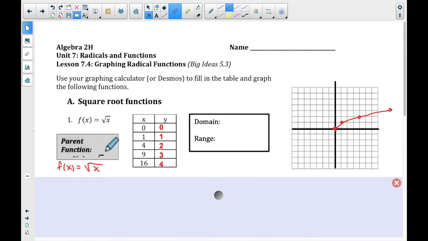So first of all, the parent function, the formatting got messed up. Sorry about that. The parent function is f of x equals the square root of x. Then, as far as the x values go, I put in perfect squares because they're easy to take the square root of. So the square root of 0 is 0, the square root of 1 is 1, the square root of 4 is 2, the square root of 9 is 3, the square root of 16 is 4. So when I go to graph this, it makes this shape.